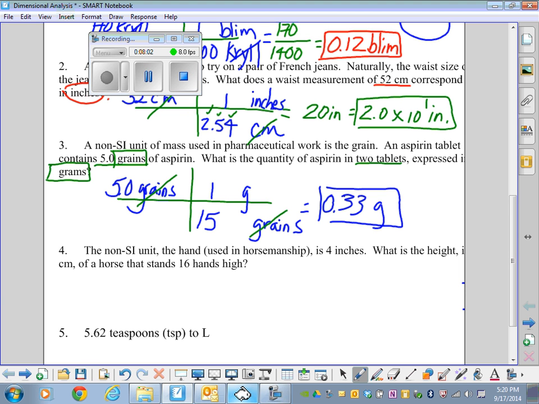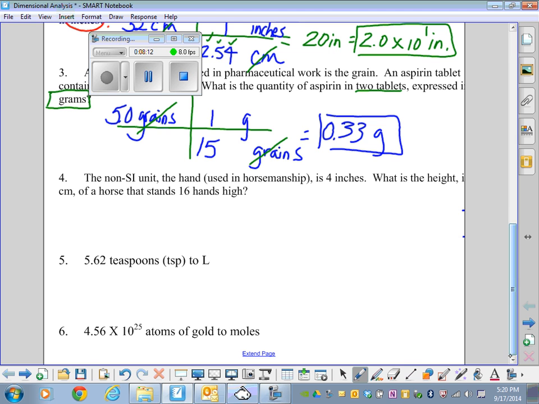I did overlook canceling of the grains. One of the most important steps with dimensional analysis is it allows you to double check and make sure that you're in the correct unit.